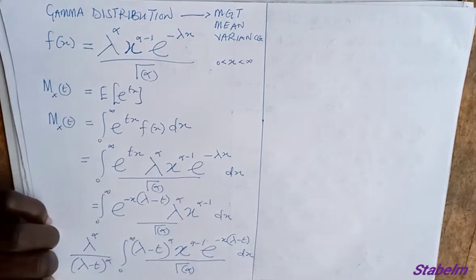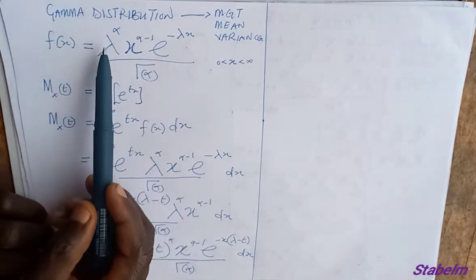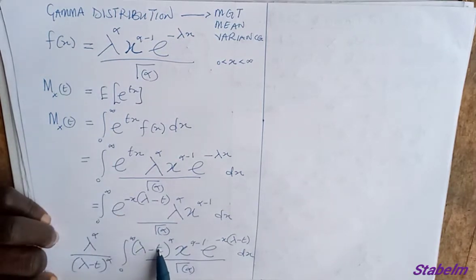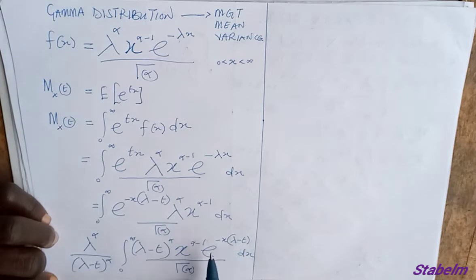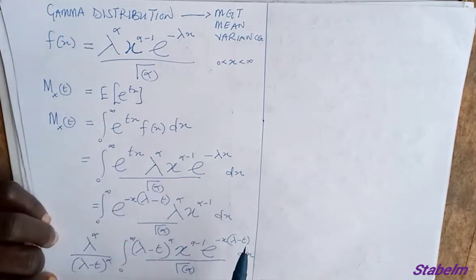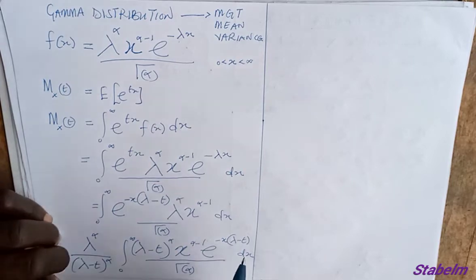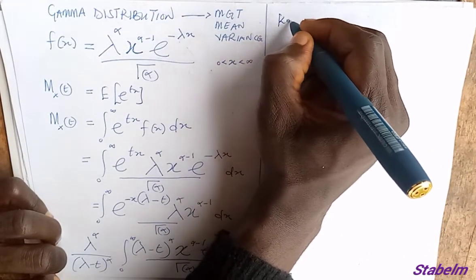So what should we do now? We should also note that if you look at this now, instead of lambda, we have lambda minus t. Instead of lambda, we have it as lambda minus t. So we are not dealing with ordinary lambda now, we are dealing with lambda minus t. So it means all this now is a sample point. We said if you have this now, know that.